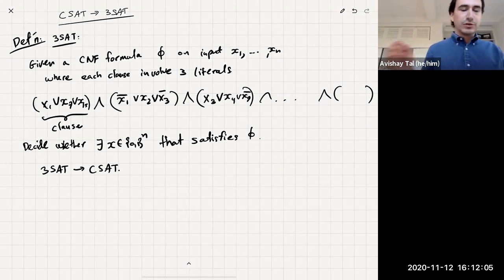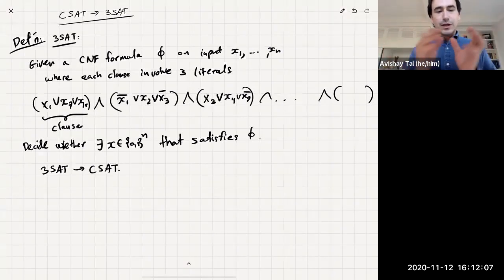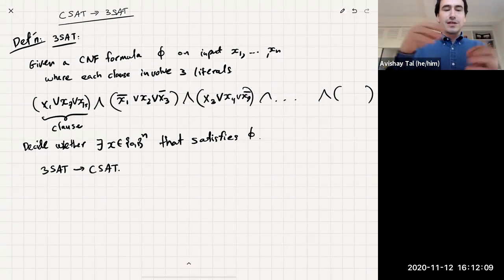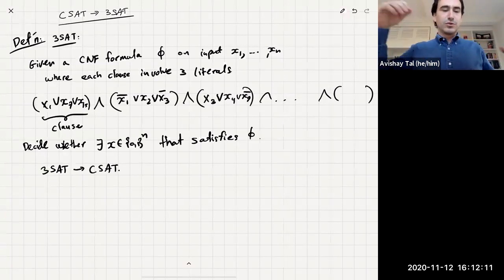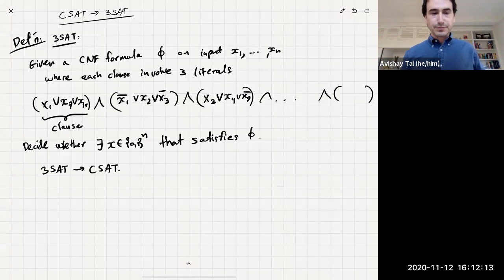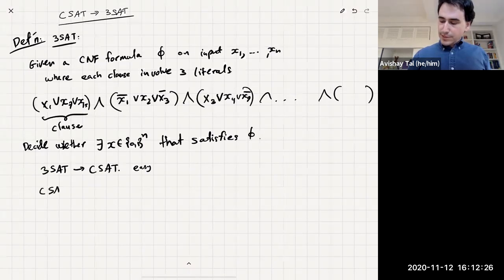Okay, and when I take the OR of three variables, I need to introduce intermediate gates in order to compute it with a binary tree, with gates that have fan-in 2. So that's easy and not that interesting, but what is more interesting is to show that there is a reduction from CSAT to 3SAT.